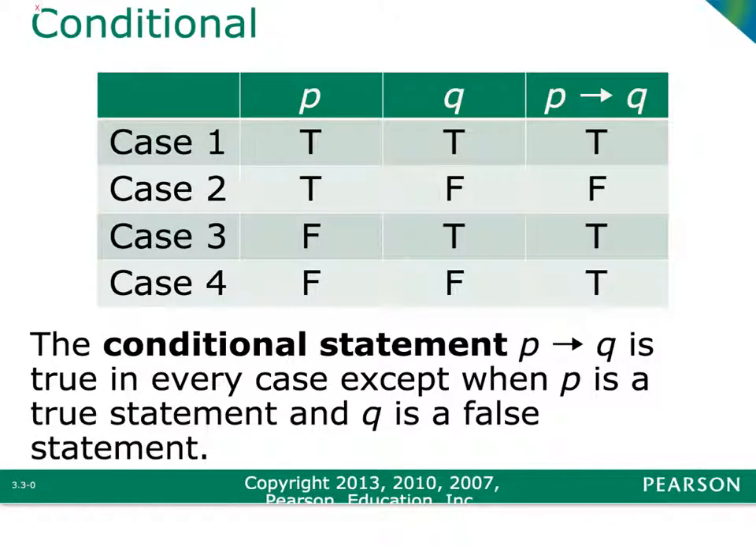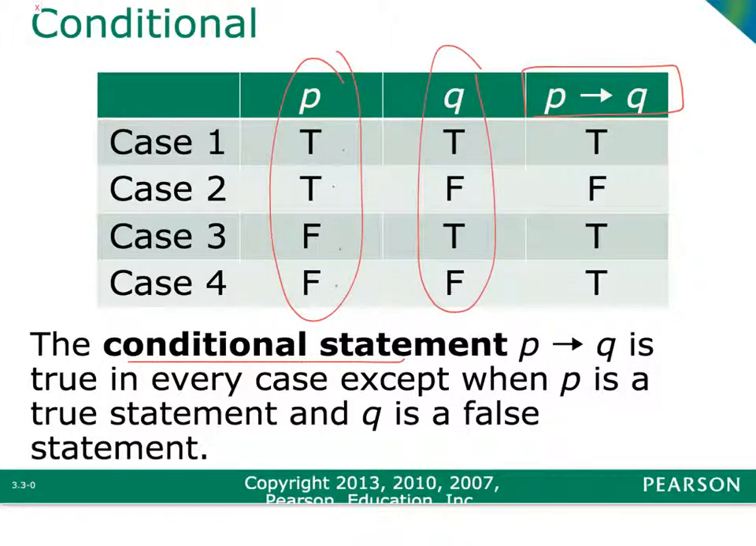Okay, so the first situation that you need to learn about is the conditional. The conditional is the if-then statement. So you have to have a minimum of two statements. So P is going to be your typical true, true, false, false. Q is going to be your true, false, true, true. And then if P then Q is going to have the following condition.